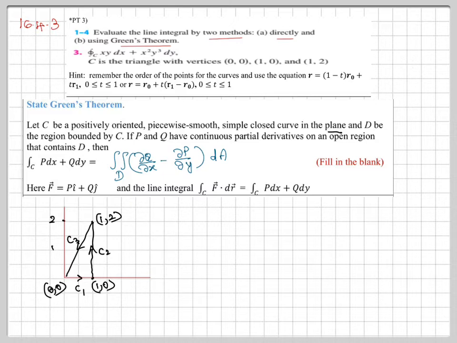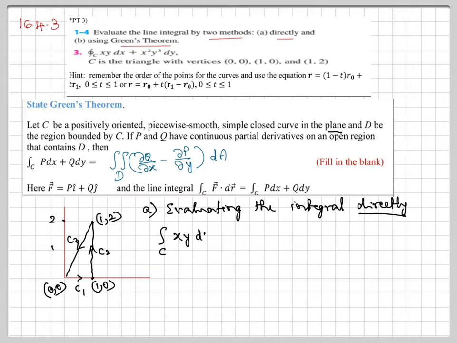We also know that it's (0, 0) to (1, 0), the first line segment. We will call it C1. And the directed line segment joining (1, 0) to (1, 2) as C2. Then the directed line segment joining (1, 2) to (0, 0) as C3. So C is made up of C1 plus C2 plus C3. So now we are going to evaluate this line integral directly, using C1, C2 and C3.